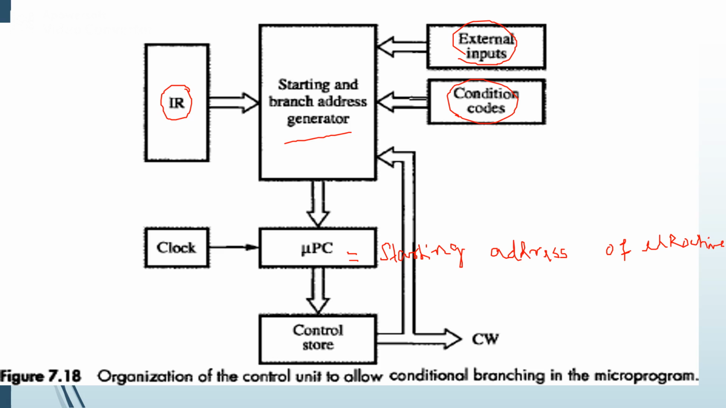When a branch micro instruction is encountered and the branch condition is satisfied, the MuPC will be loaded with the branch address. So suppose a branch instruction occurred, and at that time the branch condition is also satisfied. So now the MuPC will be loaded with the branch address.